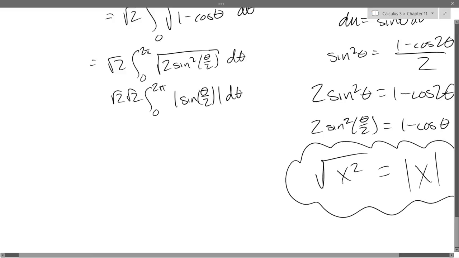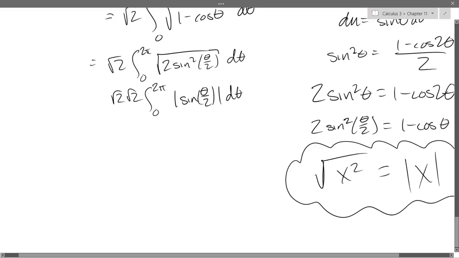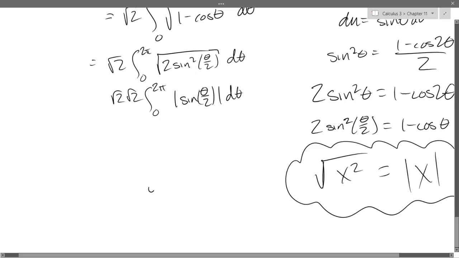How do you integrate absolute value? We have to know when it is positive and when it is negative. And when it's negative, we have to force it to be positive. Right? I'm pretty sure we did this in Calc 1, and then again in Calc 2. Sounds right. All right, when is it negative?